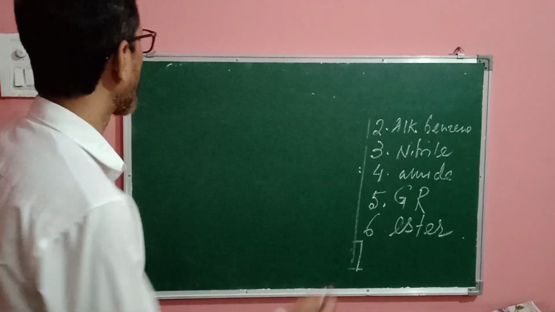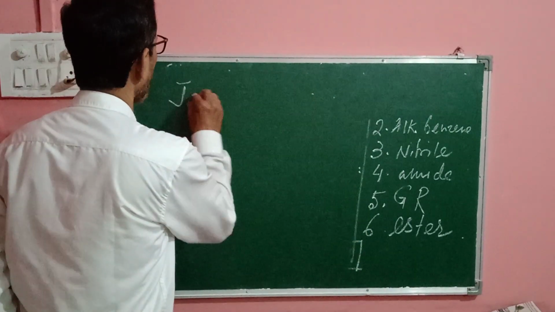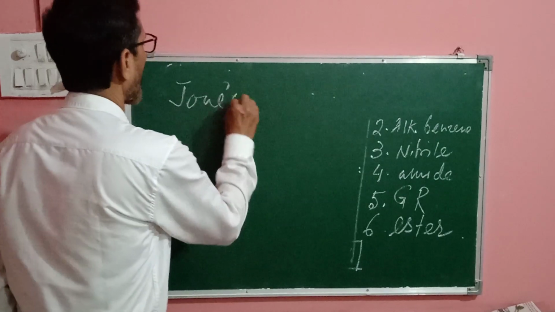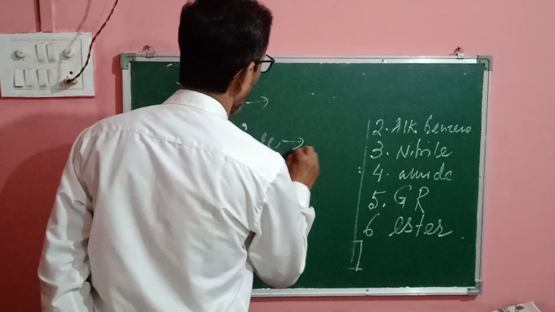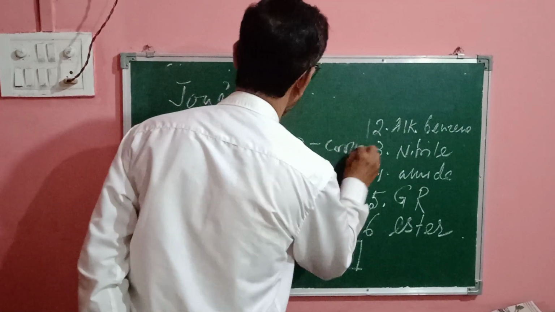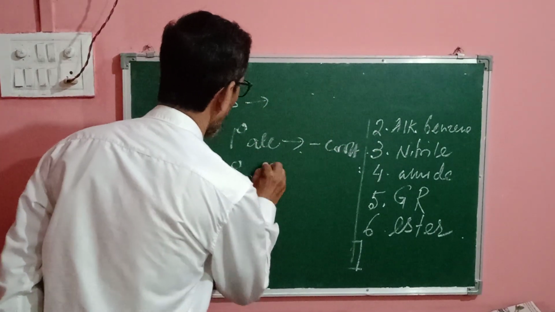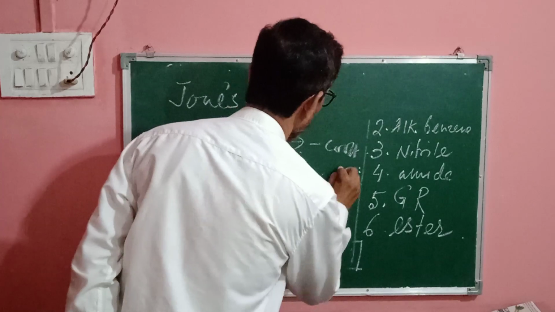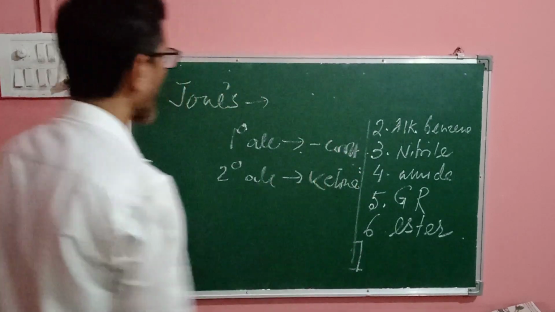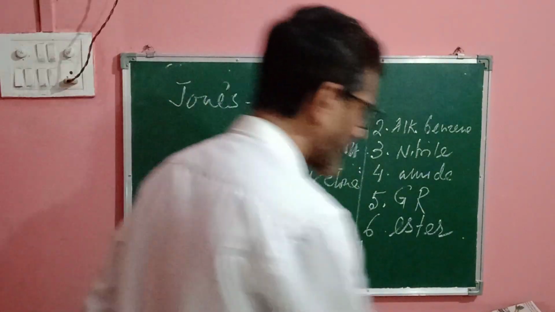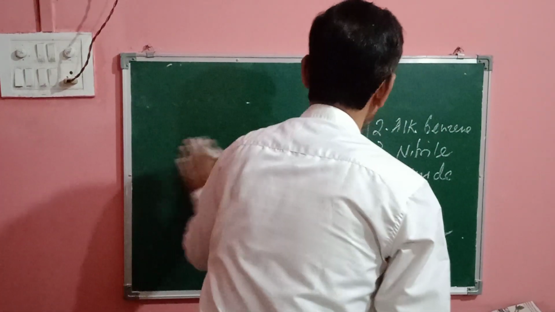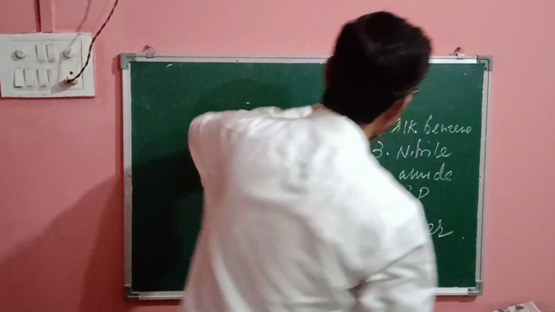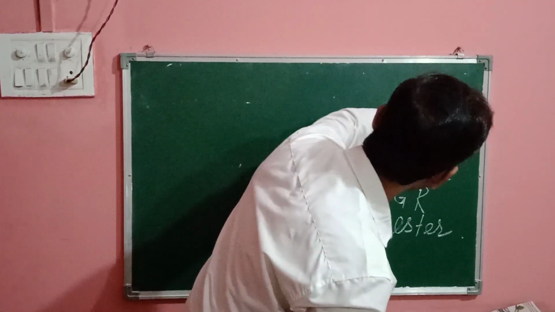And one thing left is, in Jones reagent, generally 1 degree alcohol becomes carboxylic acid and 2 degree alcohol becomes ketone. Just keep it in your mind. So that part is over for alkyl benzene.